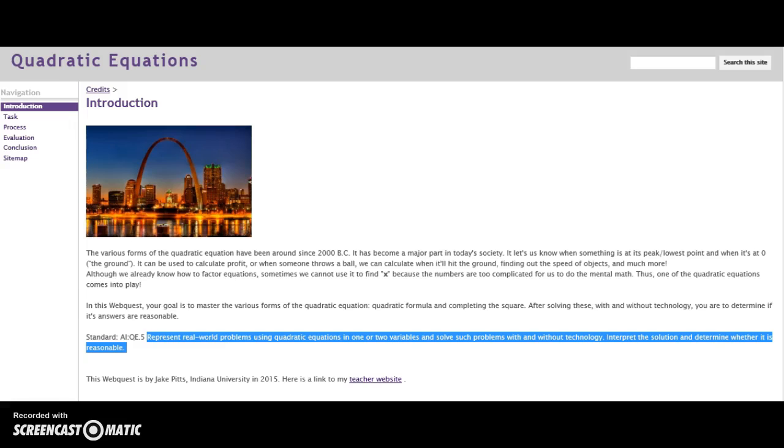They should represent real-world problems using quadratic equations in one or two variables and solve such problems with and without technology. So between the practice problems and the real-life example that they will be doing on paper, the student should be able to express their understanding of this standard. So a teacher can use a web quest for every section, and students can work at their own individual pace for every section.